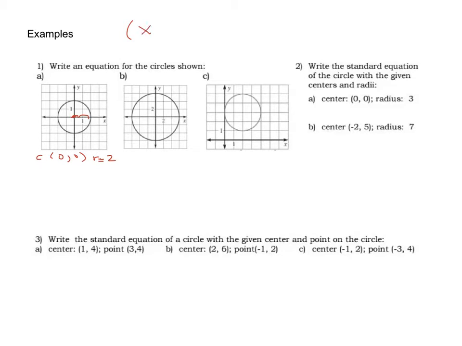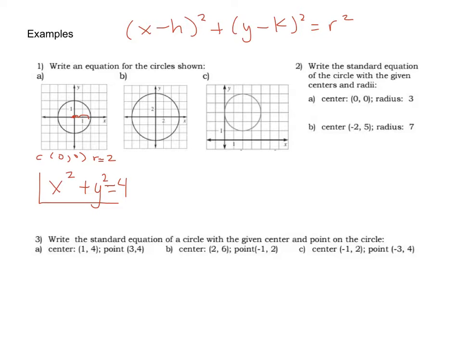So up here again, remember it's x minus h squared plus y minus k squared equals r squared. When I do x minus 0, I just get x, so that's x squared. When I do y minus 0, I get y, so that's y squared, equals radius squared, which would be 2 squared, which would be 4. So that's the equation that would match up with that circle.